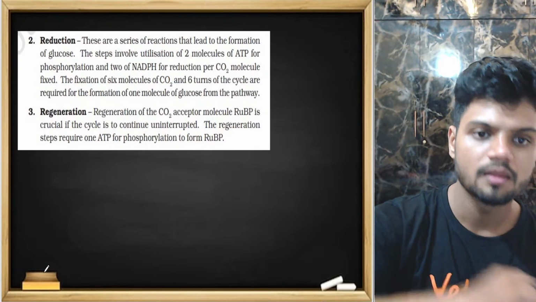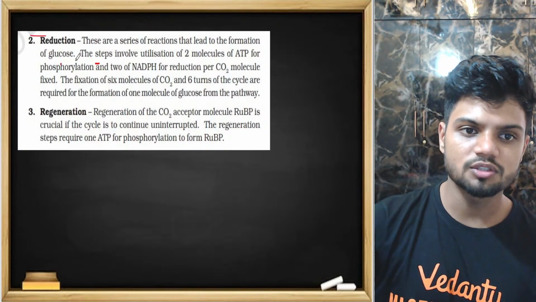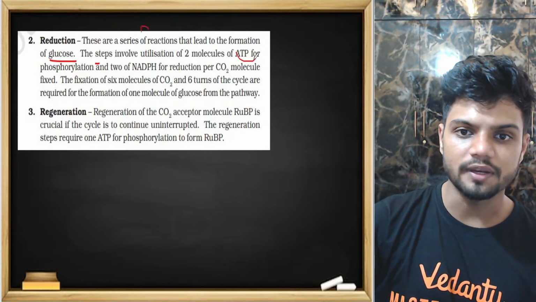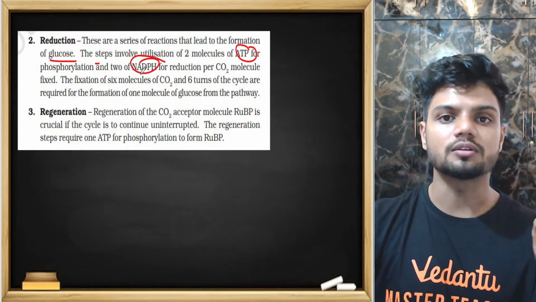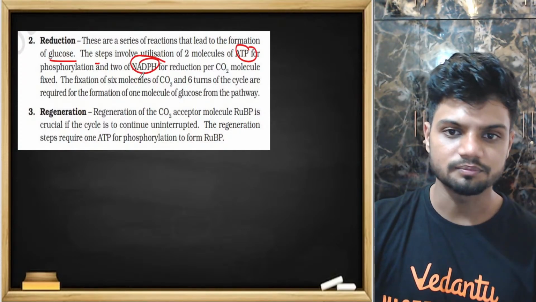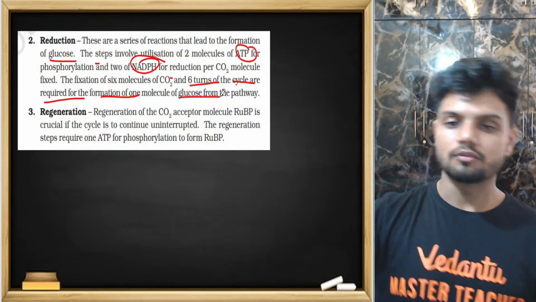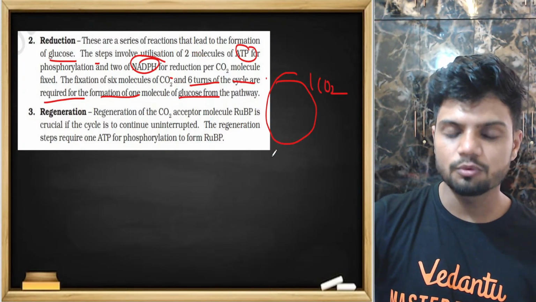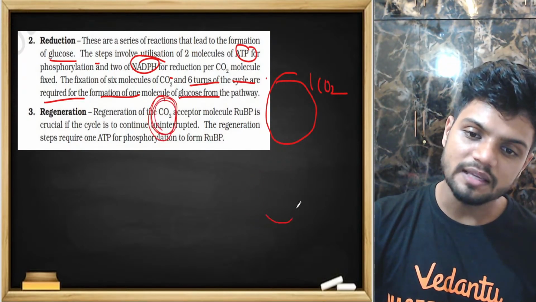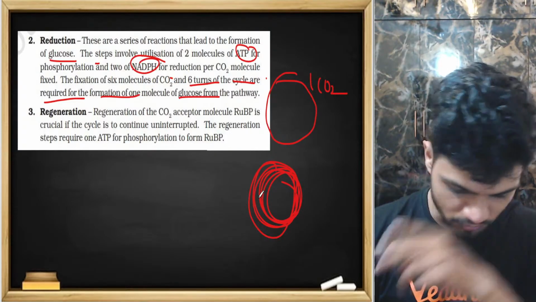Now, second step. This is a series of reactions that lead to the formation of glucose. So, in reduction, glucose formation is happening. This step involves two molecules of ATP used up. Two molecules of NADPH are also used up in the reduction step. Now, for the fixation of 6 CO2, 6 turns of the cycle are required for the formation of 1 mole of glucose. That is, one time the cycle happens for one CO2. If you want to make glucose, the cycle has to go 6 times to make one glucose.